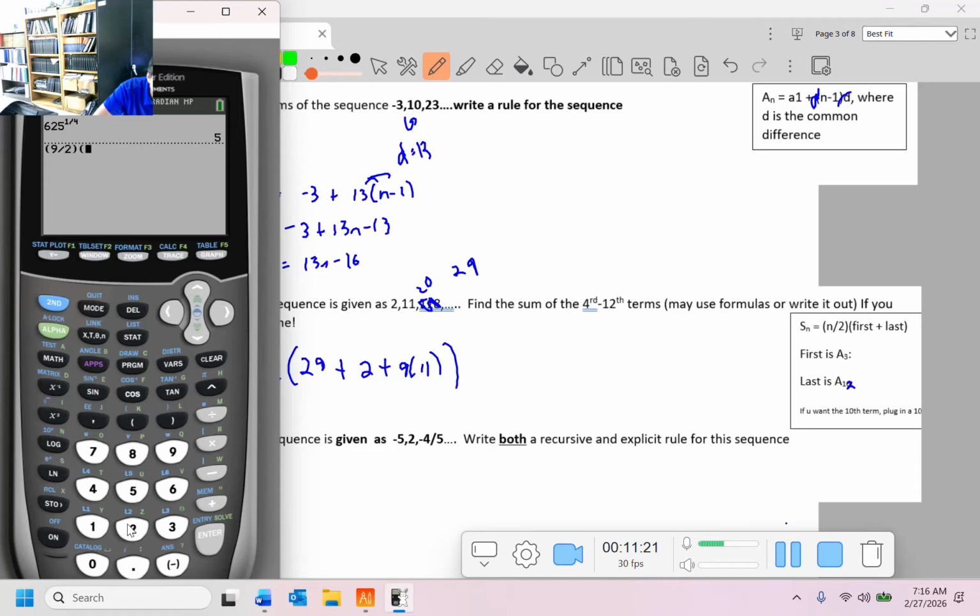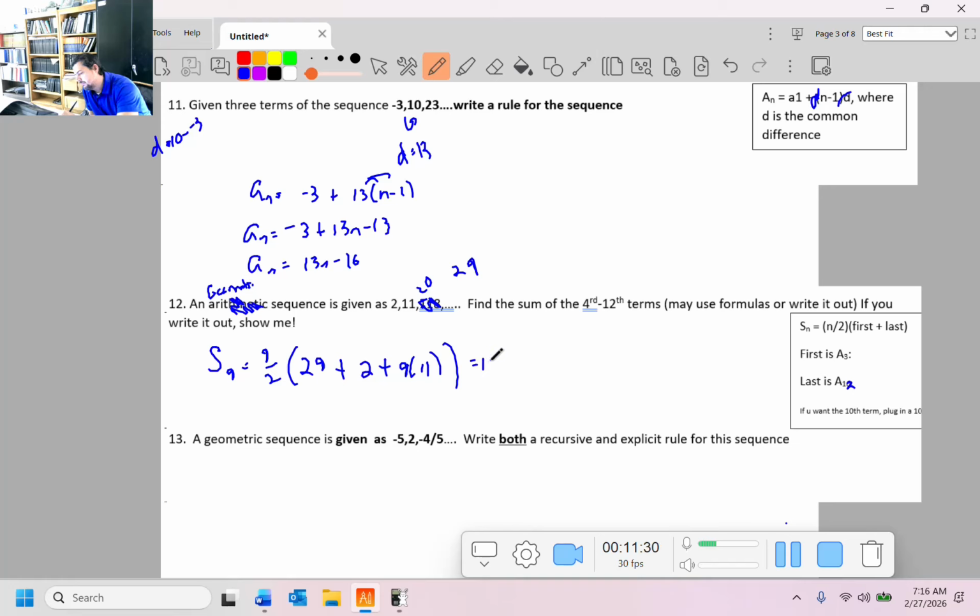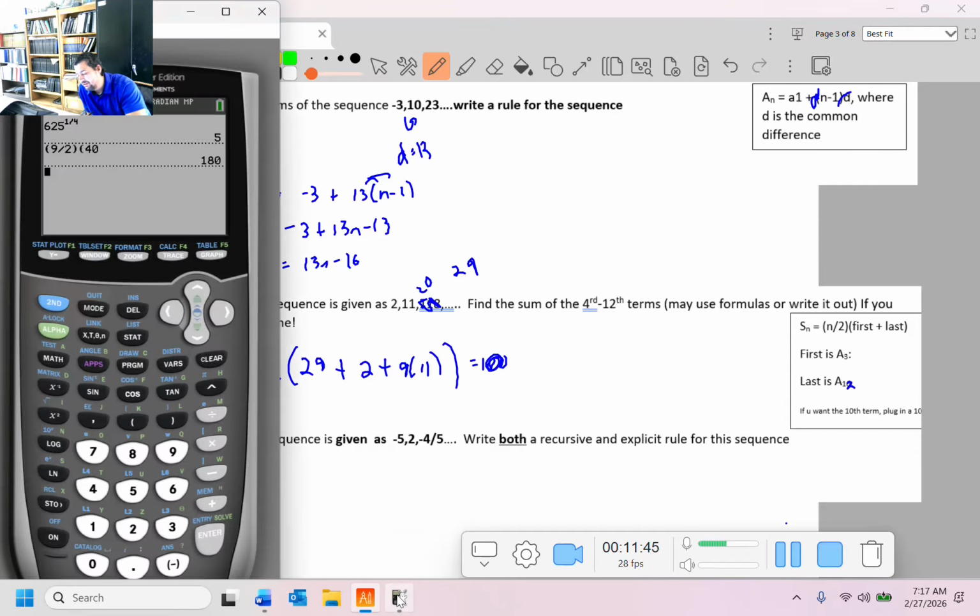We got a 29 plus 2, which is 31 times 40. This should be the answer, 180. Seems a little low, doesn't it? I know it's low. Oh, because I'm an idiot. That's 99 plus 2 is 101. That should be 9 over 2 times 130. Glad I thought about that. This should be the answer, 130.